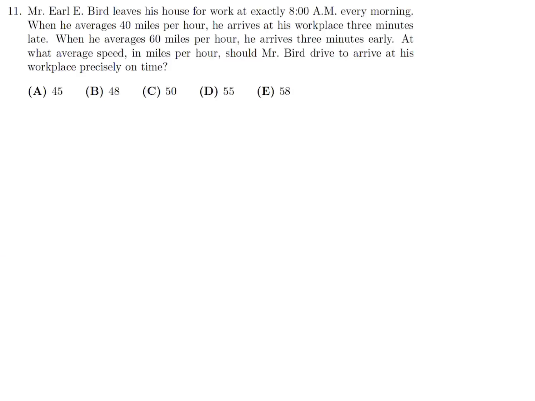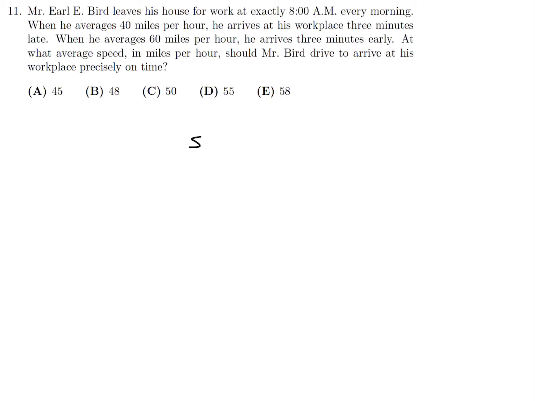Mr. Earl E. Bird leaves his house for work at exactly 8 a.m. every morning. When he averages 40 miles per hour, he arrives at his workplace 3 minutes late. When he averages 60 miles per hour, he arrives 3 minutes early. At what average speed in miles per hour should Mr. Bird drive to arrive at his workplace precisely on time?